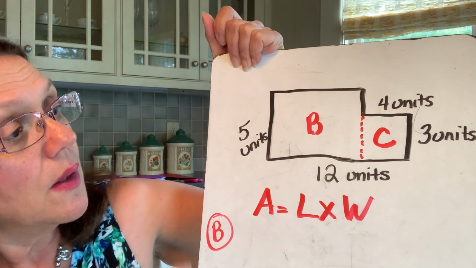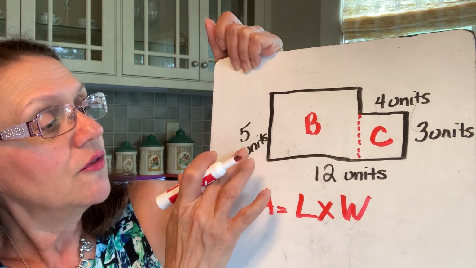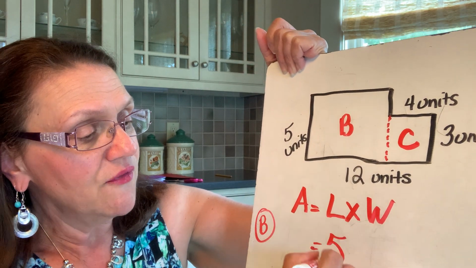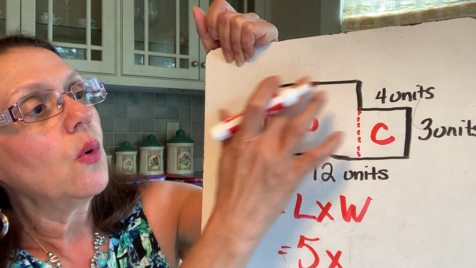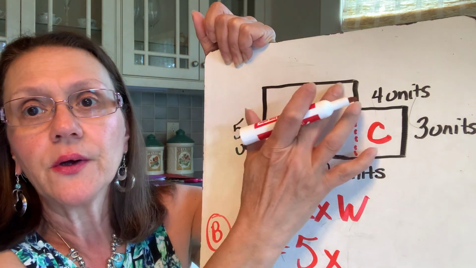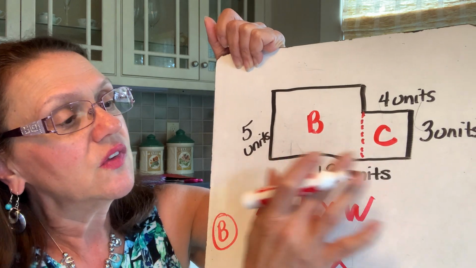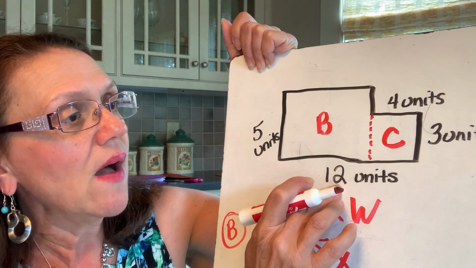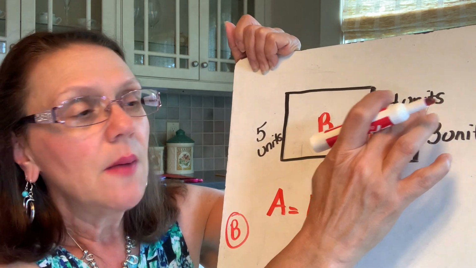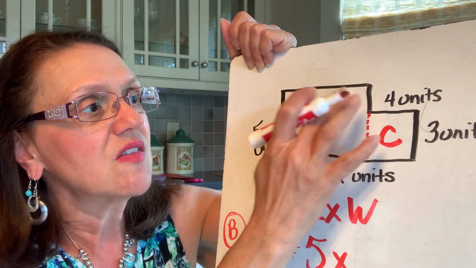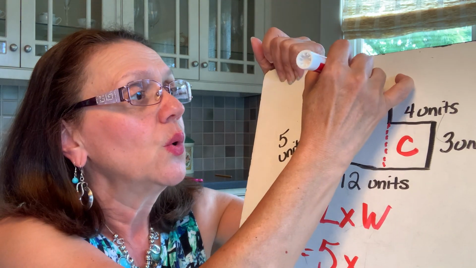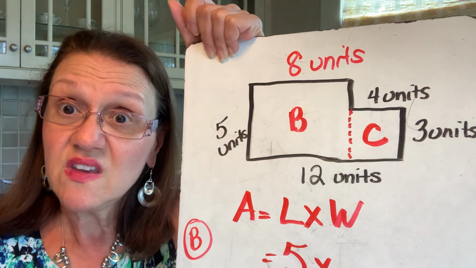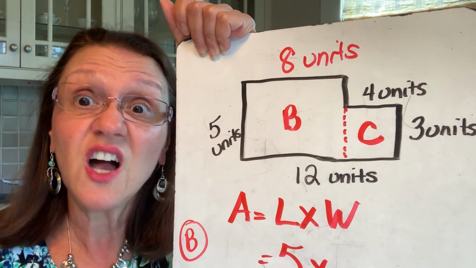For B, I have 5 units is my length, so 5 times, oh, but I don't have my width up here. I can't use this one because it goes all the way here, but I can find that out by doing 12 take away 4, because this is 4, so this must be 12 take away 4, which would be 8 units. See how I did that? Sometimes you gotta hunt around.